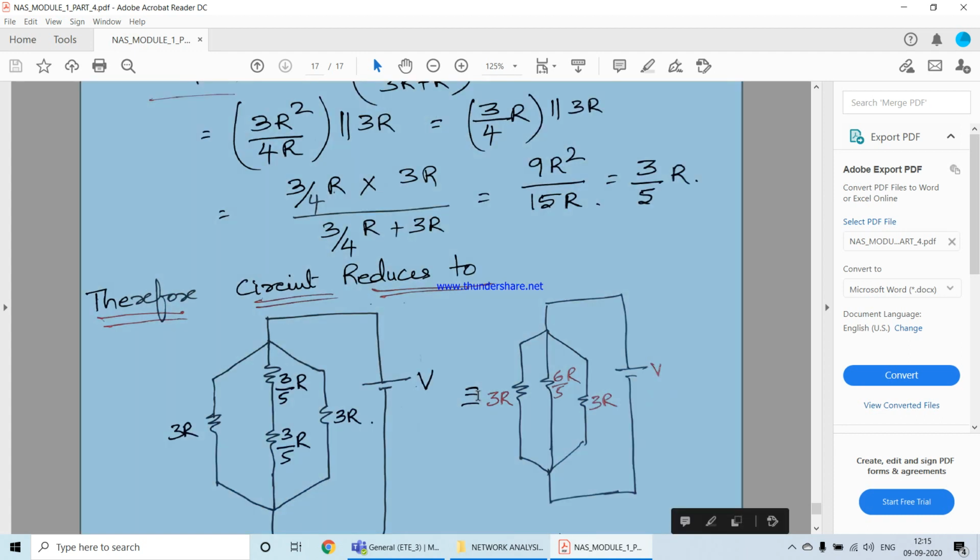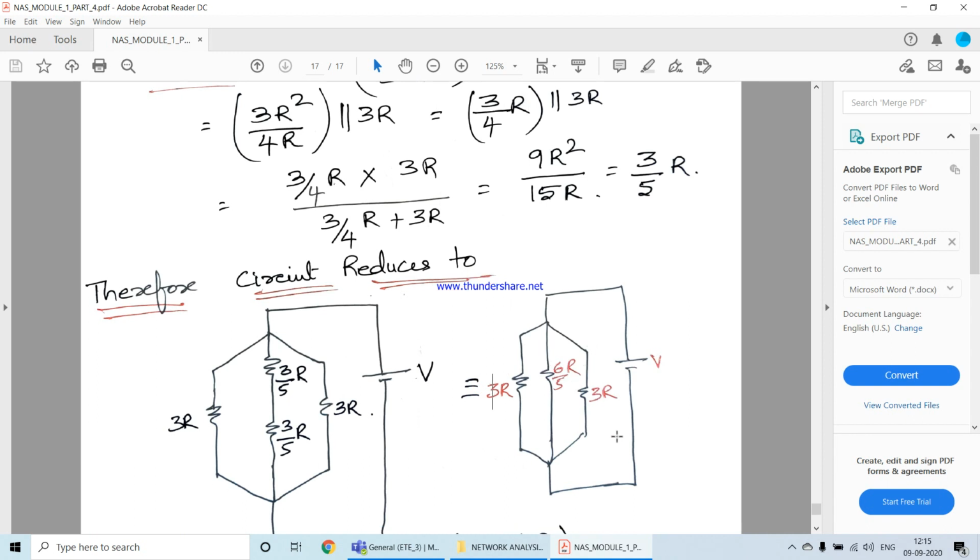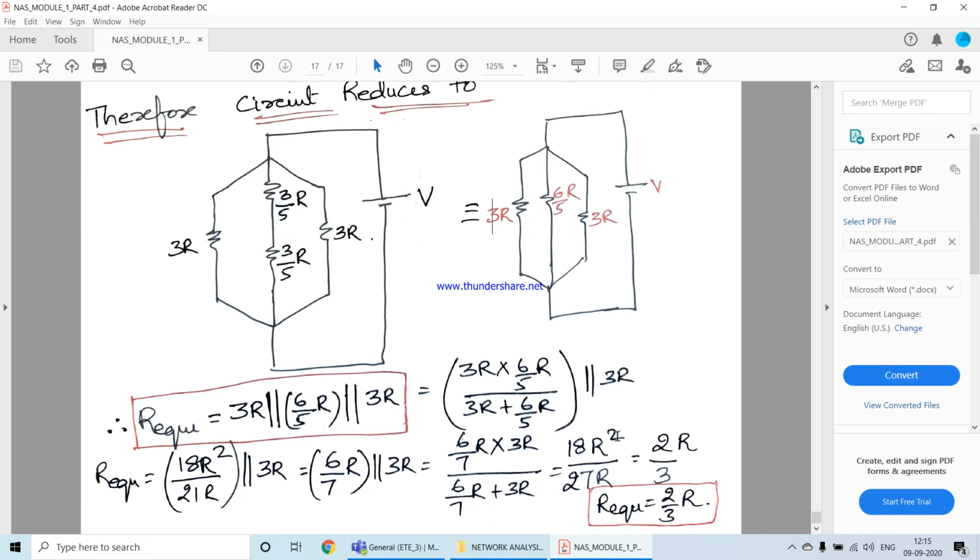Now you see 3R in parallel with 6 by 5R, and that in turn in parallel with 3R. So once you find the parallel equivalent, finally you will end up with the solution, which is R equivalent equals 2 by 3R. Fine. So I hope all 5 problems are clear to you, and this is how star delta conversion is done to solve the given problem and find the solution by applying star to delta or delta to star conversion.